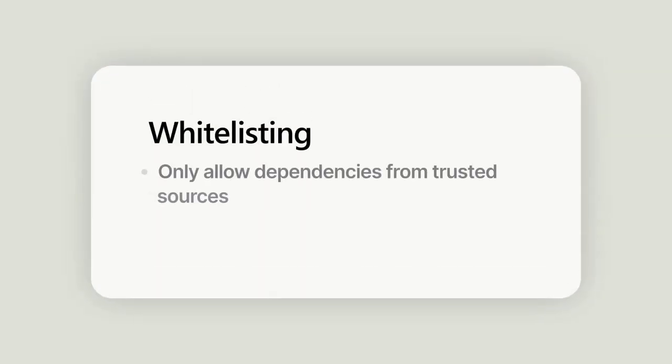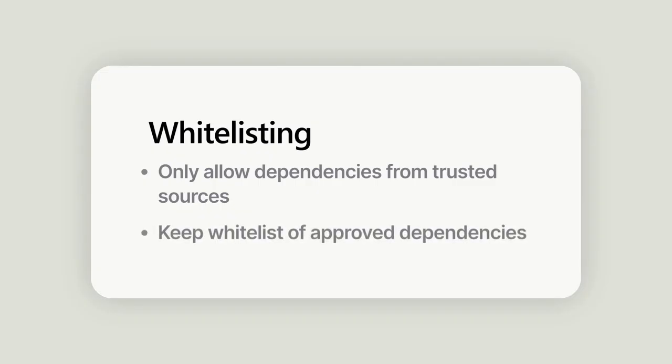Finally, you should establish a policy for approving and using dependencies. Only allow the use of dependencies from trusted sources that have undergone thorough security assessments. Maintain a white list of approved dependencies to reduce the risk of introducing malicious or vulnerable components into the system.